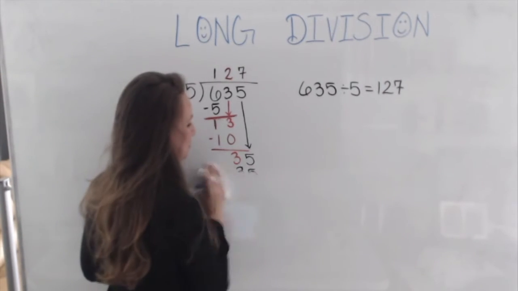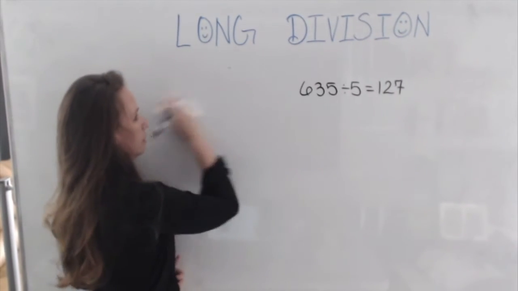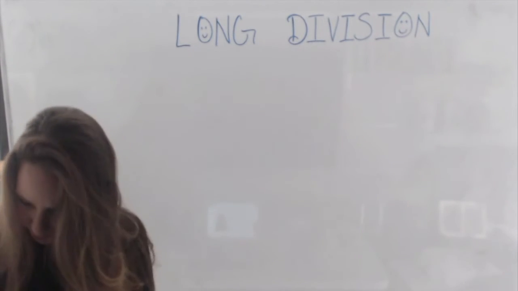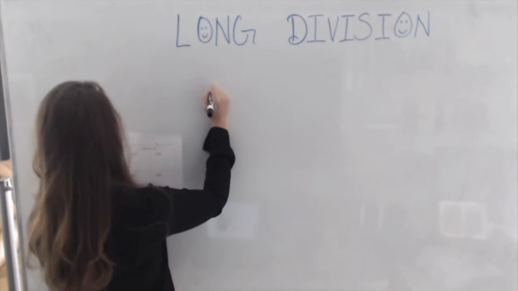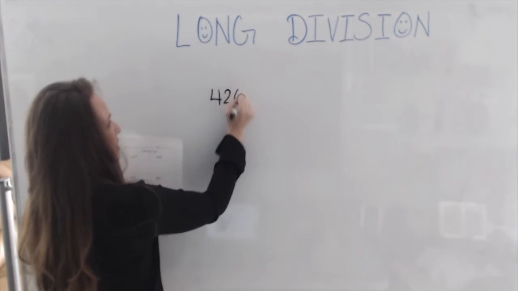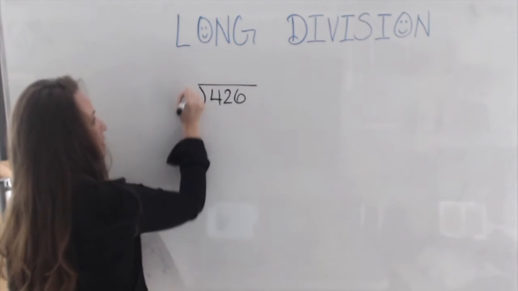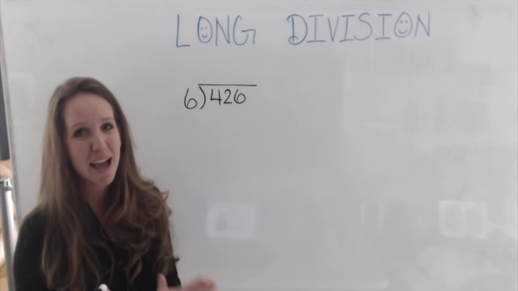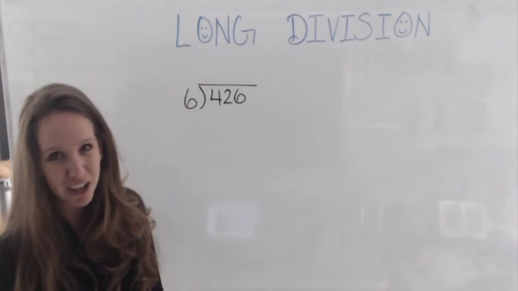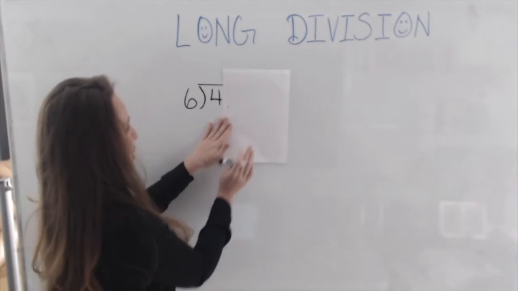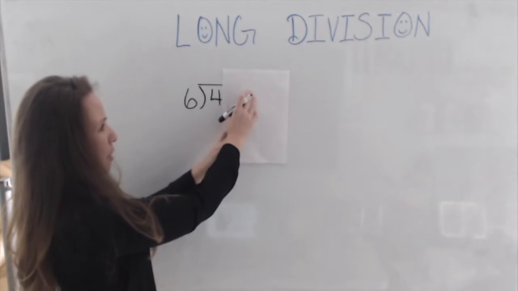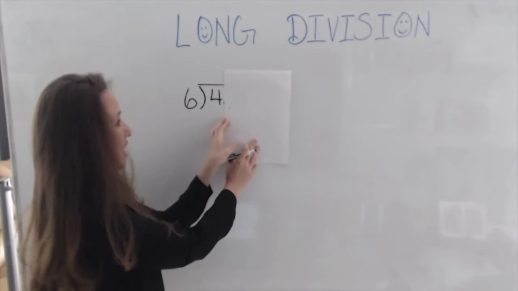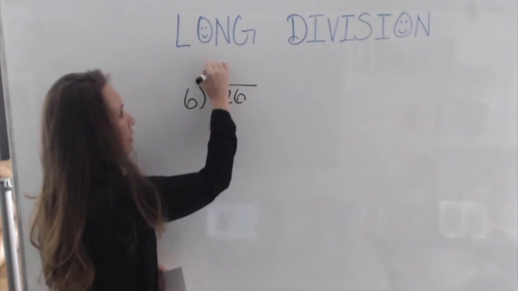Let's do more. 426 divided by 6. Now, just like every other time, we are looking at our first number first. How many times does 6 go into 4? It doesn't. It never goes into 4. It goes in 0 times.